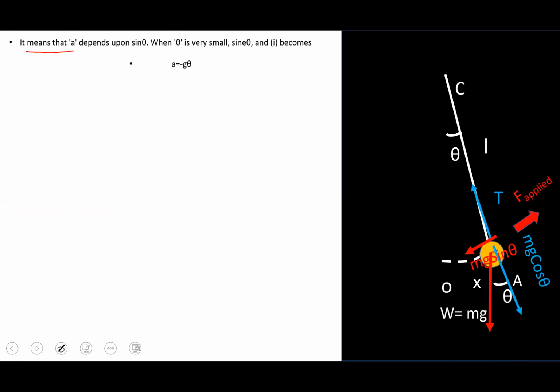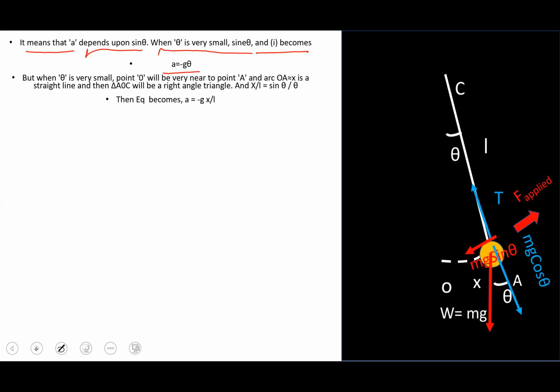It means acceleration depends upon sine theta. When theta is very small, sine theta ≈ theta, and equation 1 becomes a is equal to minus g theta. So in this case, we can see that when theta is very small, point O will be very near to point A, and arc OA, that means this distance, will be a straight line instead of an arc.